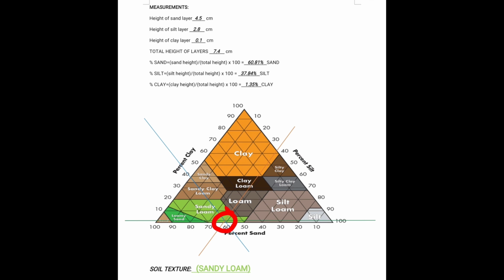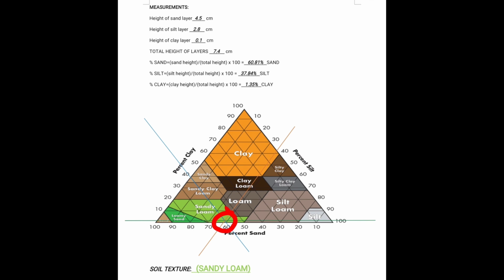Using the formula, height of the layer divided by the total height of the layers, multiplied by 100, I get 60.81% for the sand layer, 37.84% for the silt layer, and 1.35% for the clay layer.